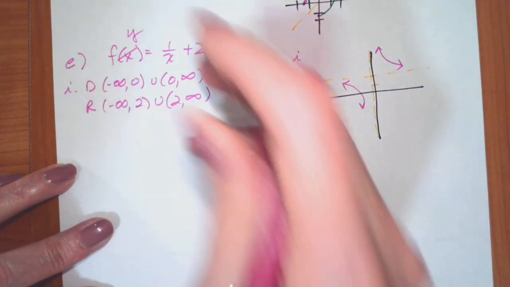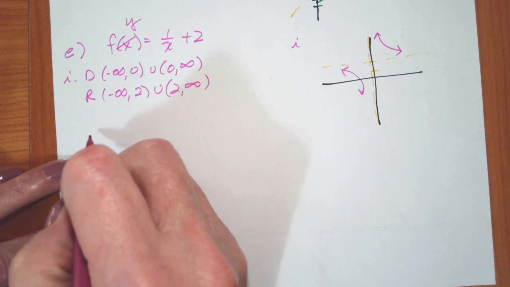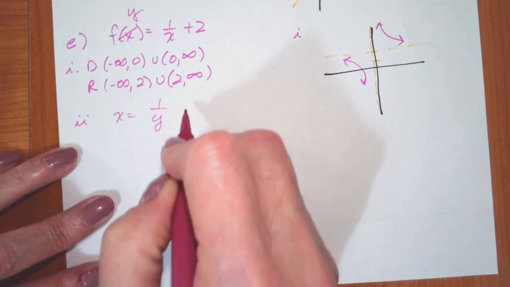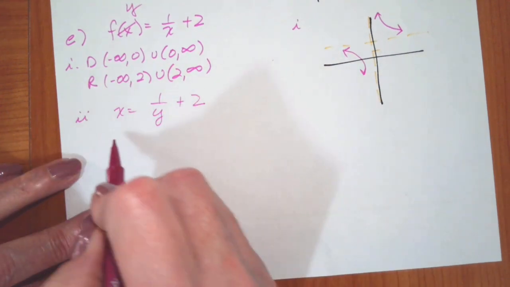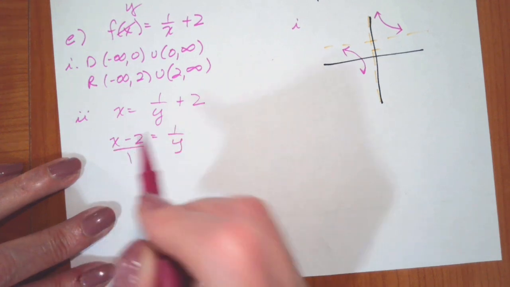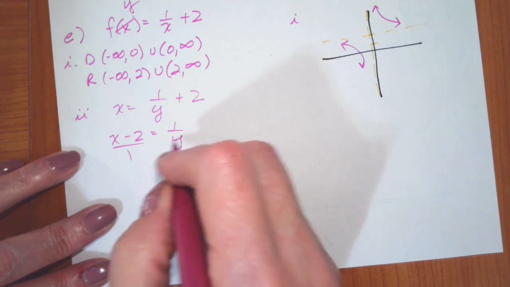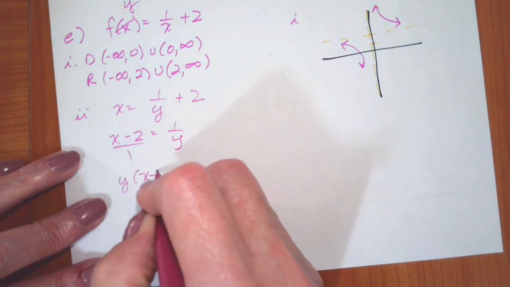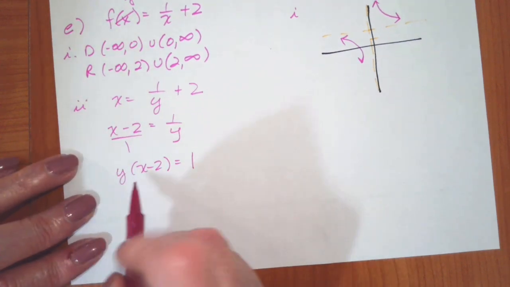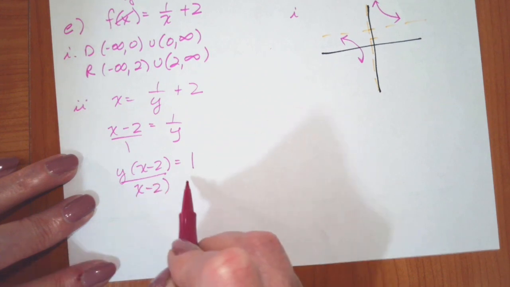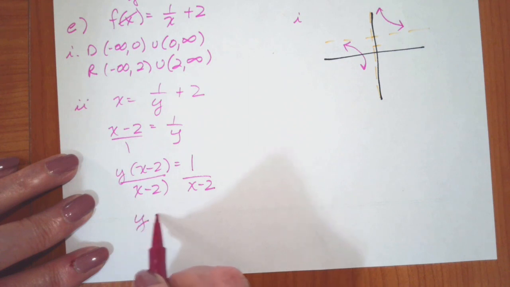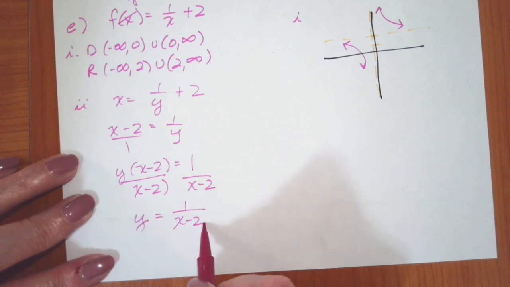All right, so now I'm going to do exactly what I've done before. I'm going to switch the y and the x. So for part 2, I have x is equal to 1 over y plus 2. So that gives me x minus 2 is equal to 1 over y. Again, I can turn this into a proportion, and I can say y times x minus 2 is equal to 1. And then if I want to get the y by itself, I'm just going to divide by x minus 2. So this gives me y is equal to 1 over x minus 2.